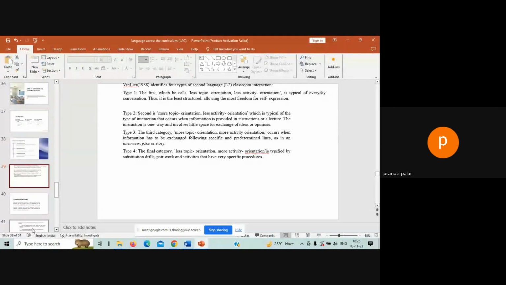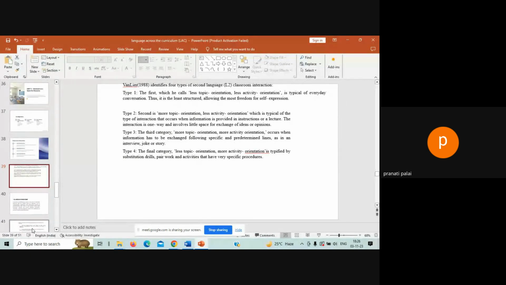Number 2 type of classroom interaction is more topic orientation and less activity orientation, which is typical of the interaction that occurs when information is provided in instruction or a lecture. The interaction is one way and involves little space for exchange of ideas or opinions. That is more topic orientation, less activity orientation. Here the role of the teacher is to finish the chapter.